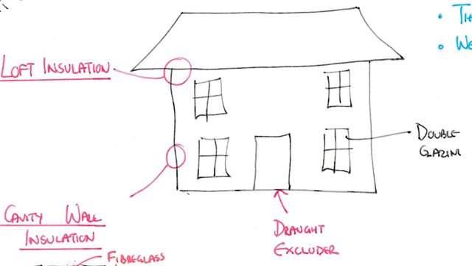So we're going to look at the main ways in which you can insulate the house. The main ways are double glazing, cavity wall insulation, loft insulation and draft excluders. There are other ones, we'll come back to those in a second. Let's examine each in turn.